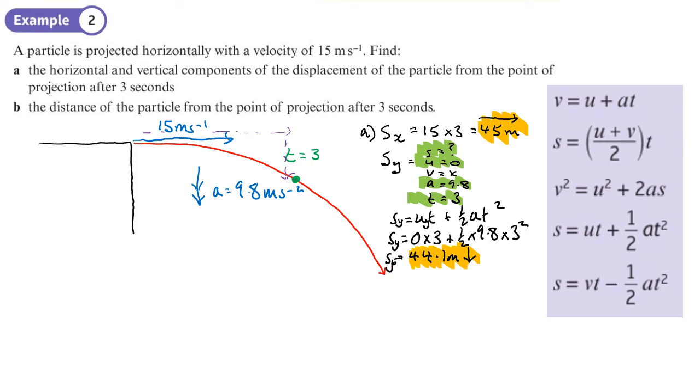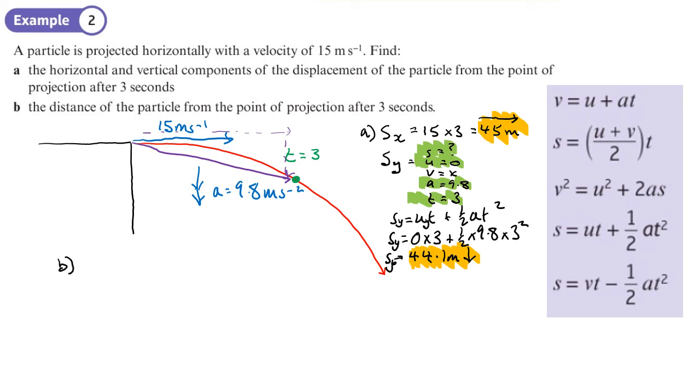Right, okay, so the next bit of this question is that we need to find the distance the particle has travelled. Now, the distance it's travelled is going to be this bit here. How far is it from the start point, and you can see it's just Pythagoras.